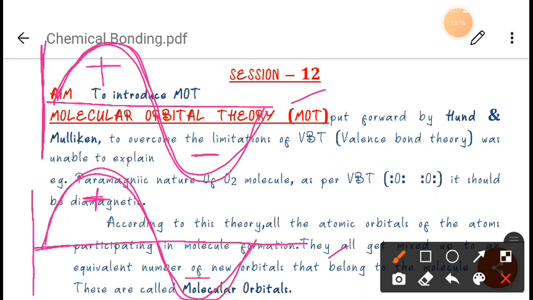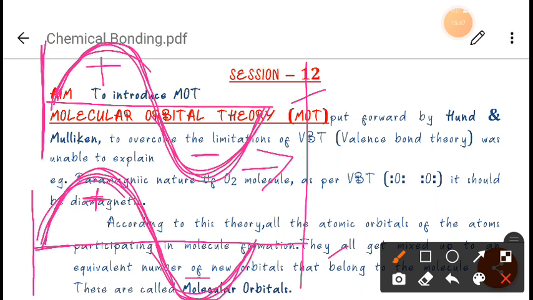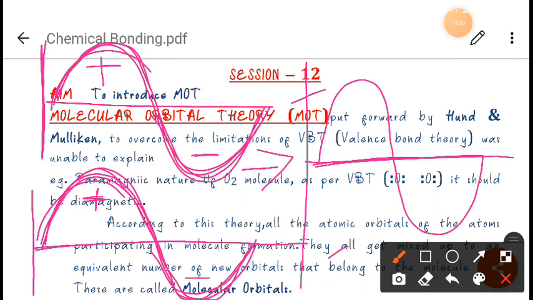If the crest of this and the crest of this combine, when they come across each other and reinforce each other, the attractive molecular orbital which will be formed here can be represented as psi A plus psi B. The attractive molecular orbital of low energy is formed, and this type of orbital is called the bonding molecular orbital.